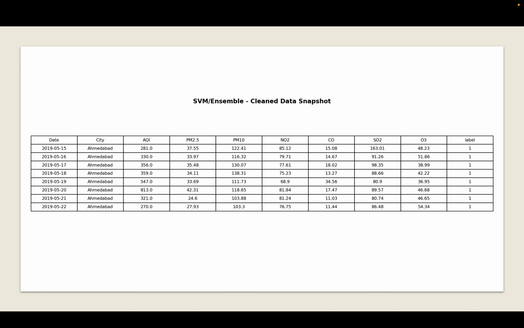This is the SVM and ensemble clean data snapshot. Now the AQI can be considered the label, and these are the factors, the independent variables upon which the AQI depends. So the end goal is to use all of these factors to get the AQI and then label it as 1 or 0. So 1 is hazardous. As you can see, every AQI level over here is, I guess, over 200, so it is labeled as 1, which is hazardous, so you should not go outside on these days.